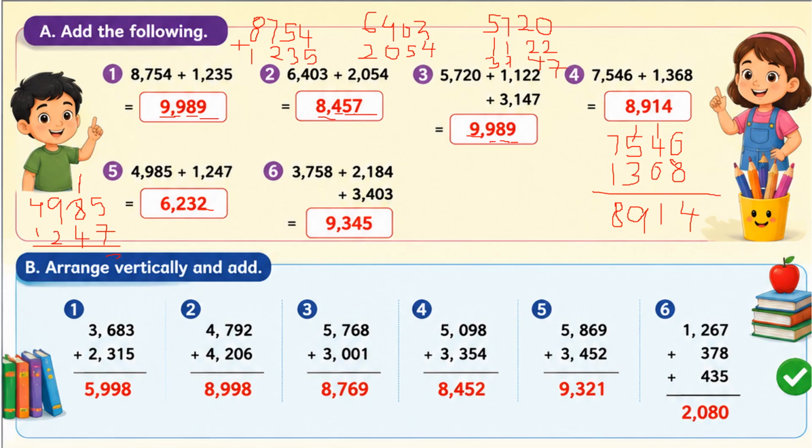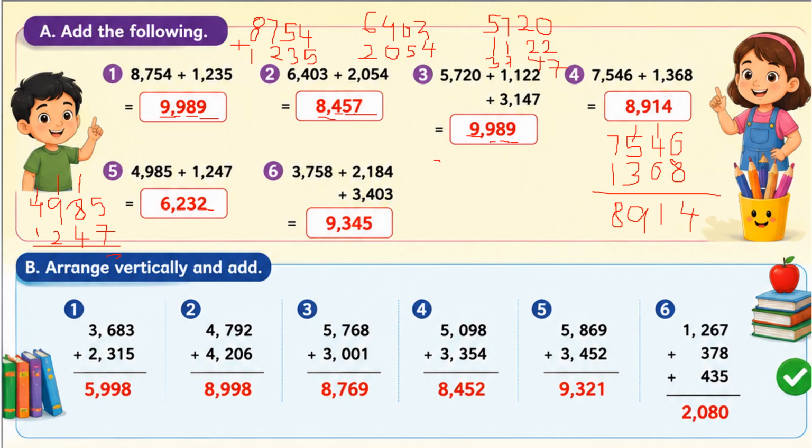8 plus 1, 9, 10, 11, 12, 13. So 3 here and 1 carry forward. 9 plus 1, 10, and plus 2, 12. So 2 here and again 1 carry forward. So 4 plus 1, 5, plus 1, 6. So you got your answer, 6,232.